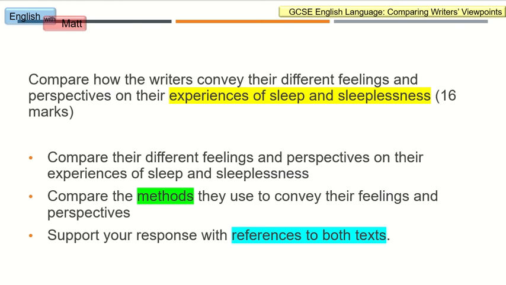The top bullet point changes based on the question focus, but the second bullet point always mentions methods, and the third bullet point always reminds you to make references to the text, to both texts. So to be taking bits of writing quotes from both of them. Methods, of course, here means language, structure, tone, etc.